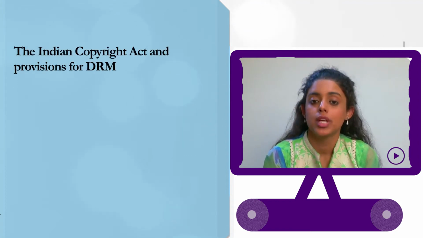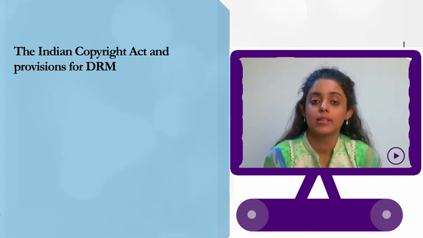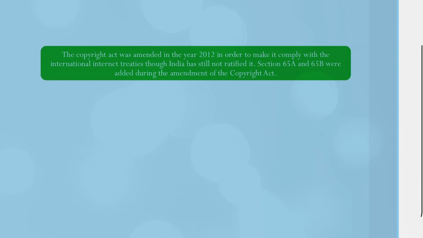And now moving on to the Indian Copyright Act and how it has implemented two main provisions for digital rights management. The Copyright Act was amended in the year 2012 in order to make it compliant with the international internet treaties, that is the WIPO Copyright Treaty and the WIPO Performances and Phonograms Treaty.